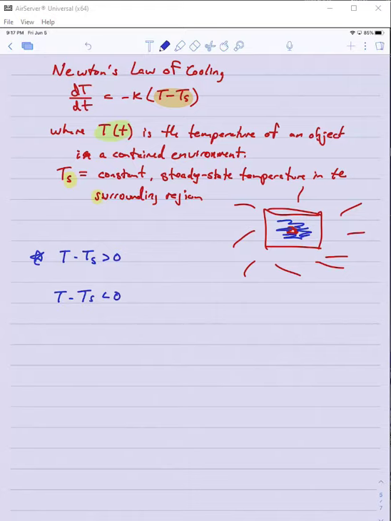So we're saying this would be warmer, this would be cooler. Okay, now if this temperature is being maintained at a constant outside the container, that means if there is a change in temperature, it's going to happen inside the container. And we know that the heat is going to flow to the region that's cooler. And if that's going to happen, that means the temperature inside the container should be decreasing. So dT/dt should be negative.